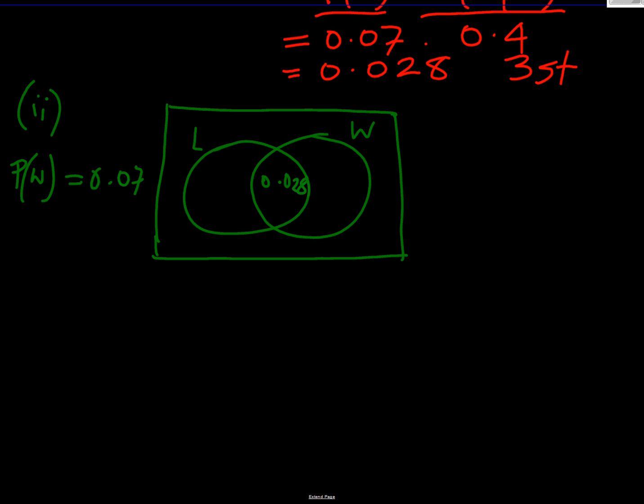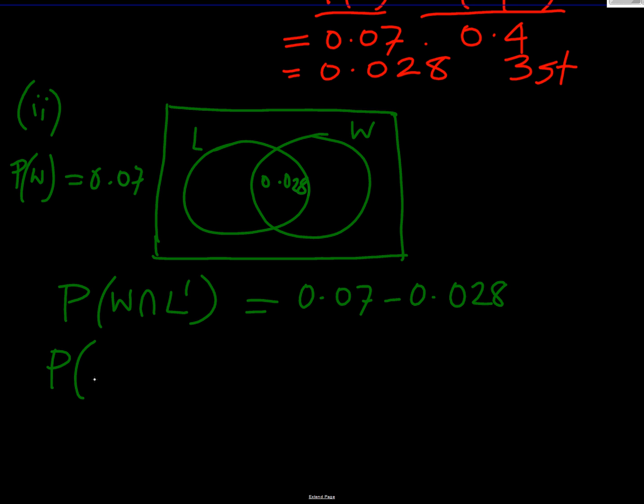Let's whiz up, give ourselves some more space. So therefore we can very quickly work out the probability of W intersection with not L. That's going to be 0.07 minus 0.028. And what other piece of information did they give us?